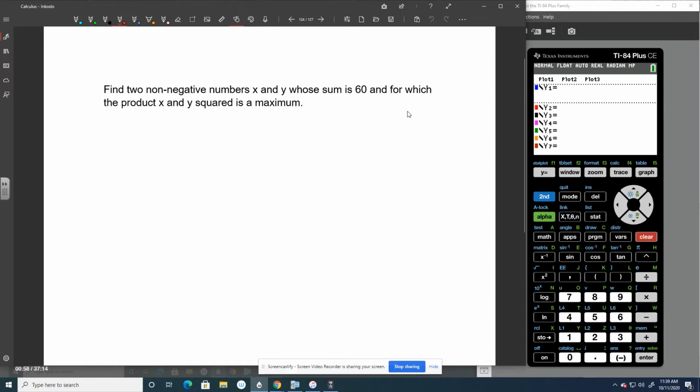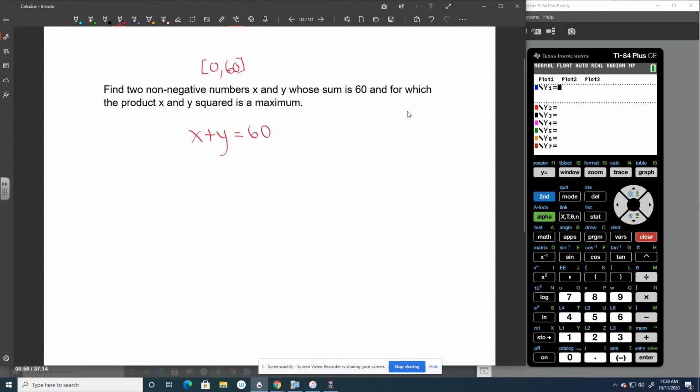So it says to find 2 non-negative numbers, x and y, whose sum is 60. So it wants me to find an x and a y that add up to be 60. Now it says that they're non-negative. So that tells me something about my domain. The smallest it can be is 0, and it's got to go up from there. And if they add up to 60, the largest one of them can be is 60, right? If they're going to add up to be 60, one of them can't be more than 60 because we're only using positive numbers. Or I guess we're using non-negative, so 0 is an option.